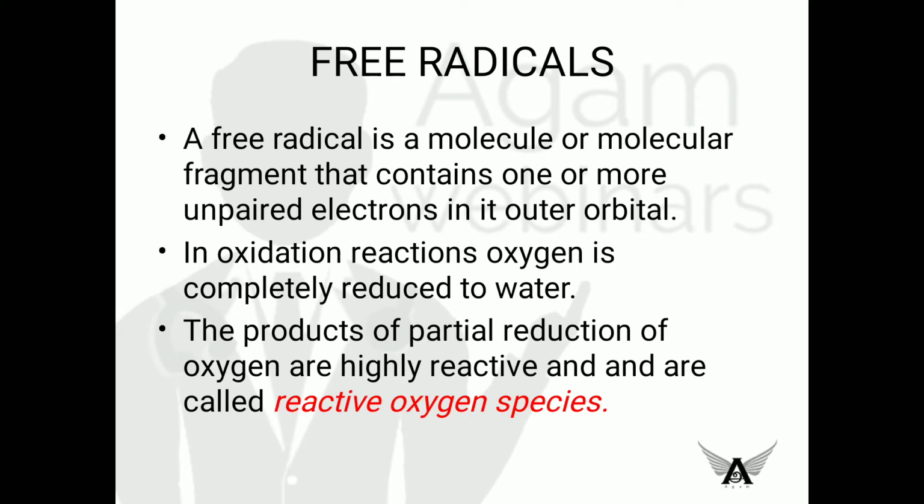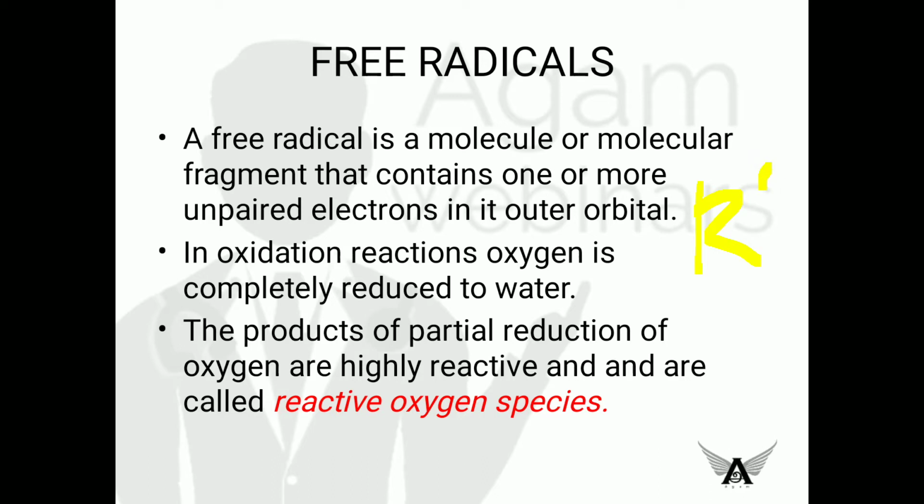Okay, what is a free radical? A free radical is a molecule or a molecular fragment that contains one or more unpaired electrons in its outer orbital. It is represented by a superscript dot. See, like this. Represented by a superscript dot. Okay, how is it formed?